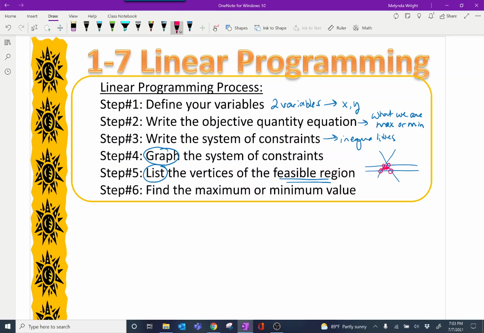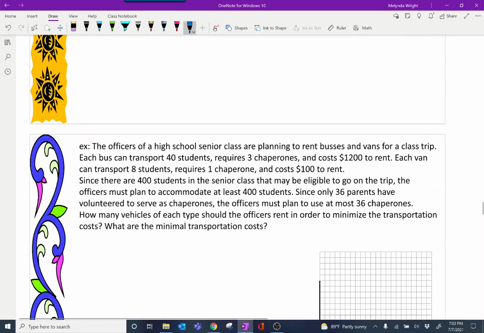So we would list the vertices of the feasible region, and then we would plug those vertices into our objective quantity equation to find the minimum and maximum value, whichever one we're asked to do. Maybe we're asked to do both, or maybe one or the other. So those are the steps that we're going to take in this one problem that we're going to do.